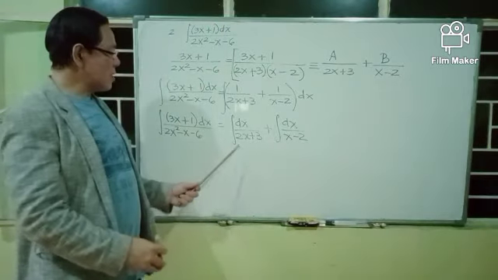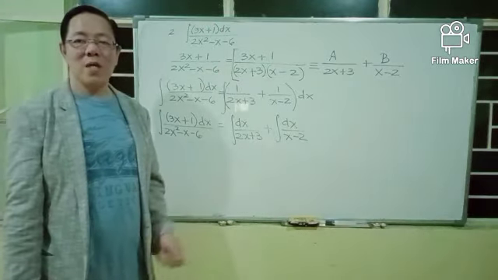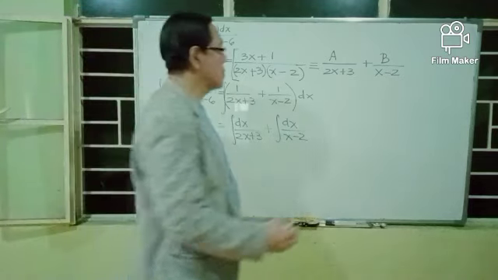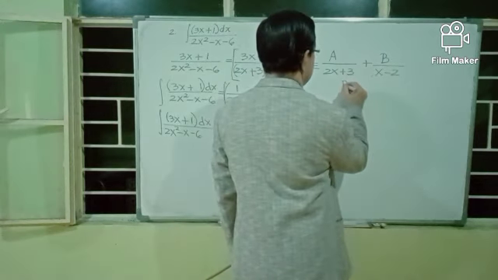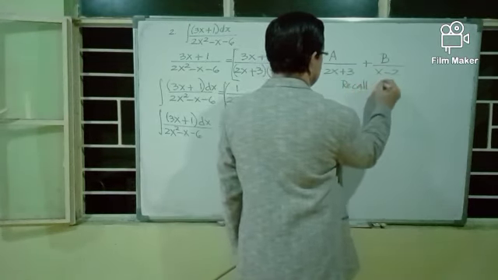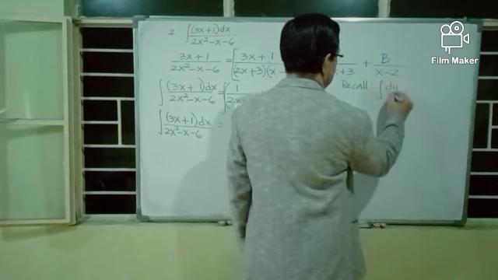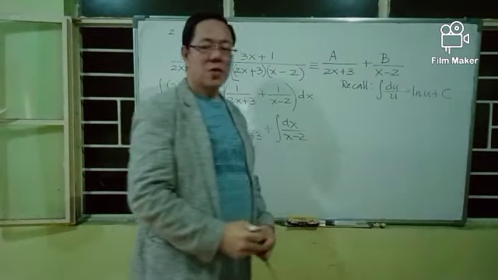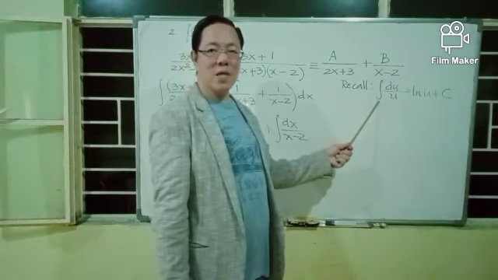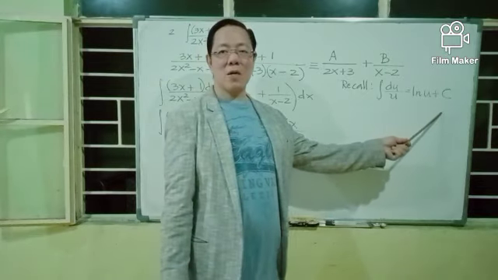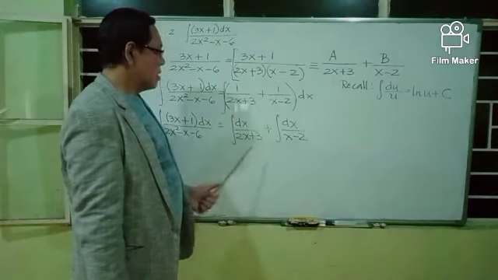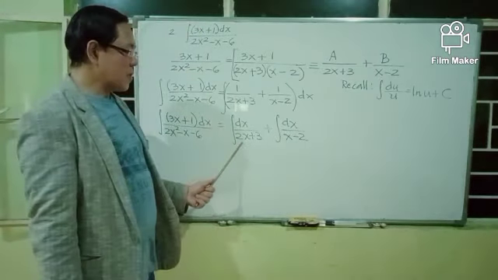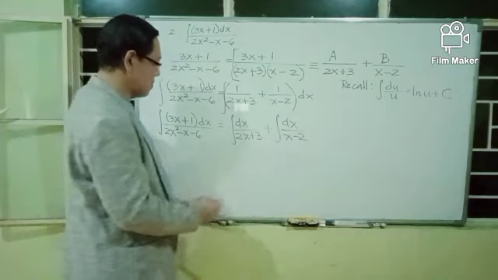And to integrate each of these integrals, we apply one of the integration rules for the integral of du over u. You should remember that the integral of du over u is equal to ln of u plus a constant of integration. Now, to write this in this form, I will let u for the first term be equal to 2x plus 3.